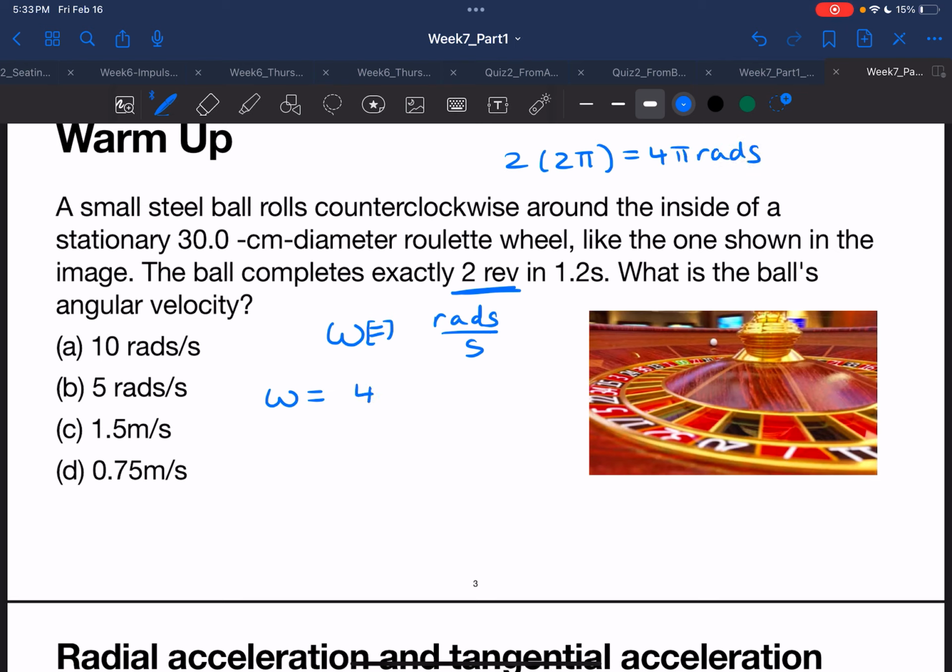And then that's going to be our numerator for the angular distance, basically, or the angle that the ball has traversed. And then in the denominator, we're dividing by how long that takes. So it takes 1.2 seconds. So 4 pi radians divided by 1.2 seconds. Let's calculate that. And we get 10.47 radians per second. So the closest answer for this would be 10 radians per second.